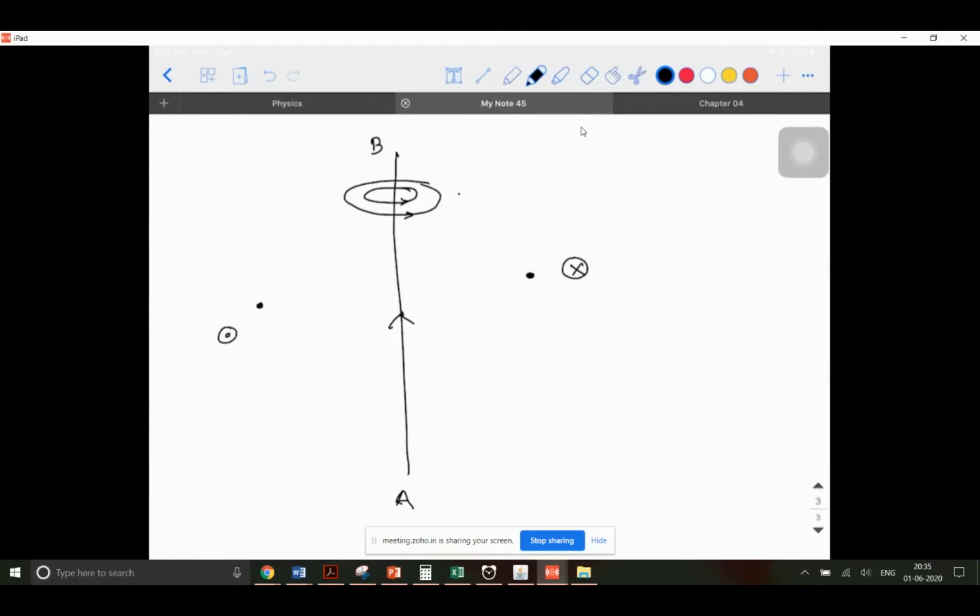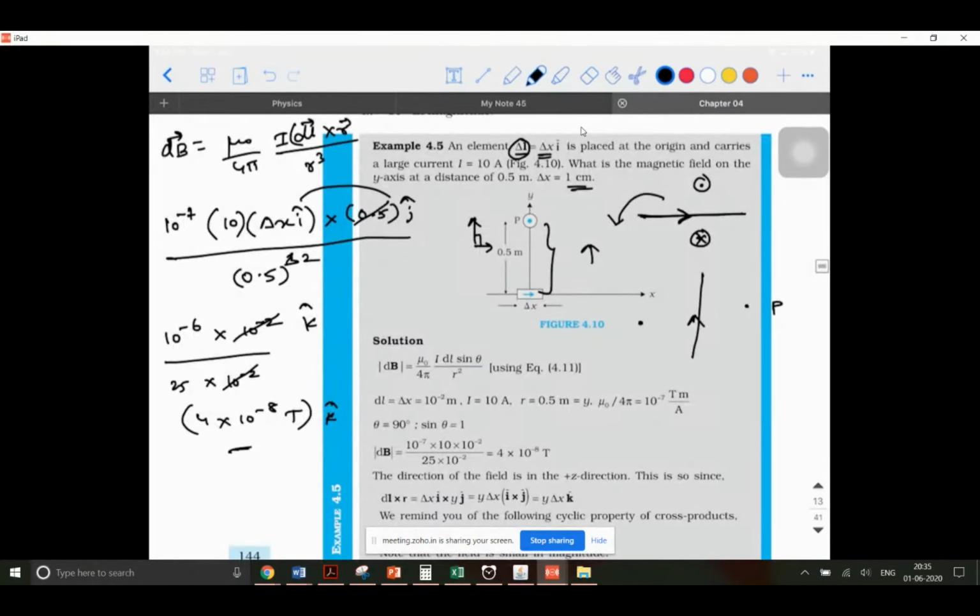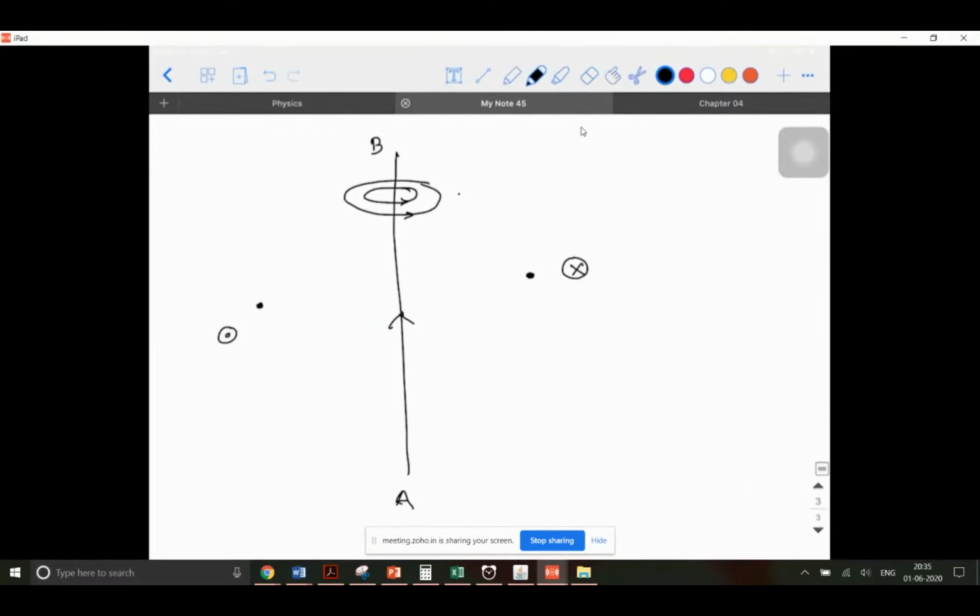That is why I drew it like this. So if you're able to find it on one side, the other side can be found very easily. Okay, thank you. Just a small clarification: if the curling of the fingers is going into the paper, it's k cap, and if it's going away from the paper, it's minus k cap?